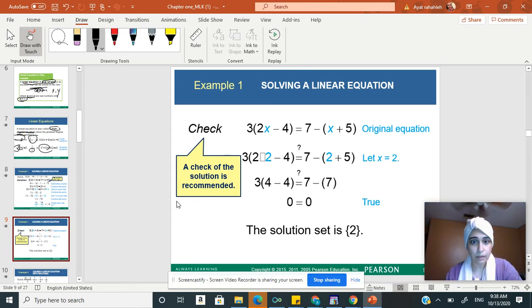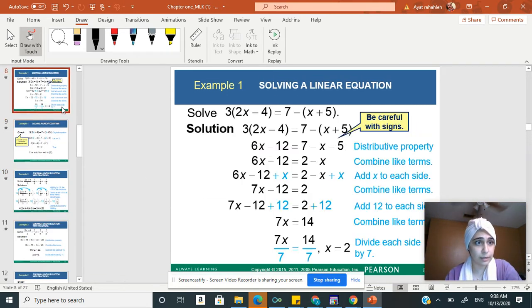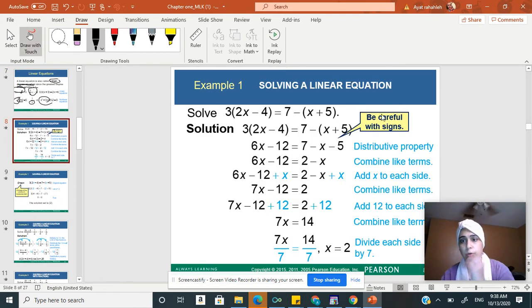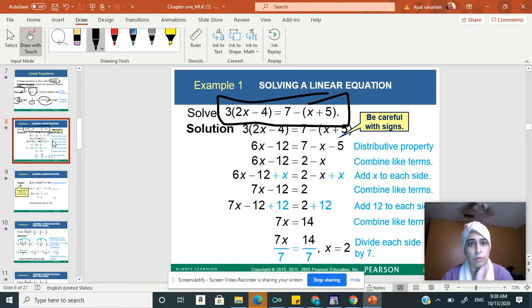Sorry about that. So again, these are just quick examples of solving a linear equation. This is number one, the first way to solve a linear equation. As you can see here, this is our equation. It's a little bit complex, right? I'm just going to go and do a simple one.